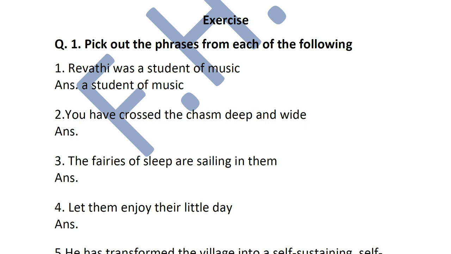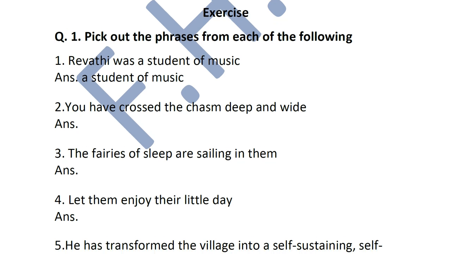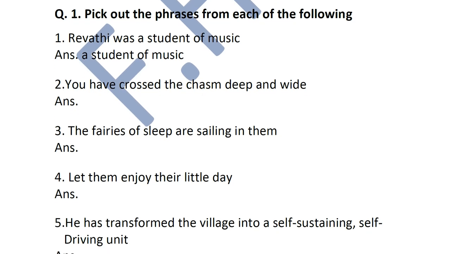Pick out the phrase from each of the following. Now you have to pick the phrase and rewrite it down, not just underline it. Clear? The first one is done for you. Revati was a student of music. Now here was is the action. So remember from where the action is, that part you will not write because there is no verb in a phrase. So a student of music is your answer. Same way you will do all the rest of it. I'm going a little slow so that you can read or write it.